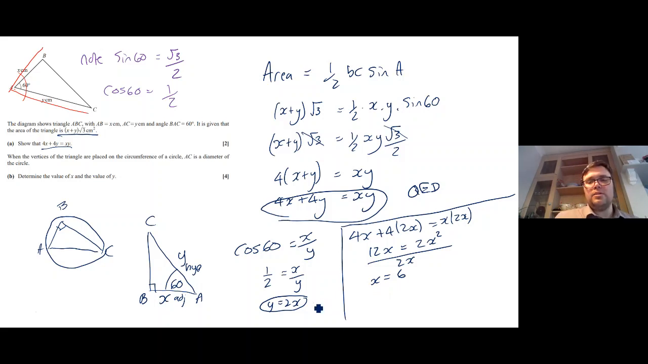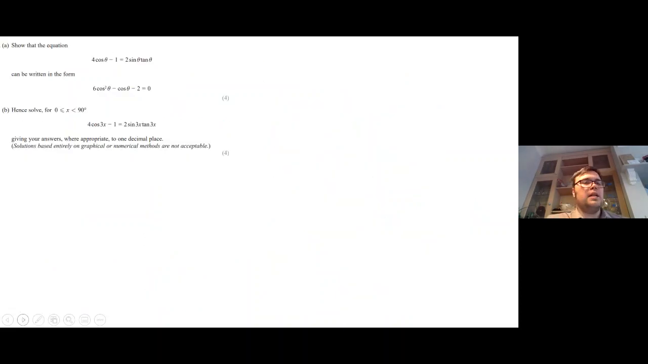Substitute that back into the original, so that y equals 2 times 6, and I get an answer of 12. So x is equal to 6 and y is equal to 12. Okay, I hope that's helped with the different ways in which they can use the sine and cosine rule. Now we're going to move on to that new element that I was telling you about.